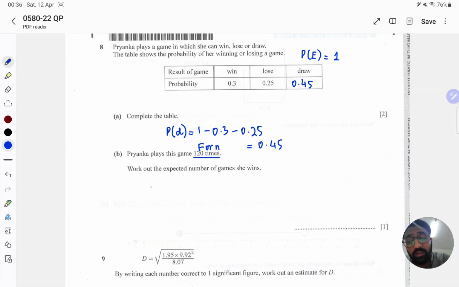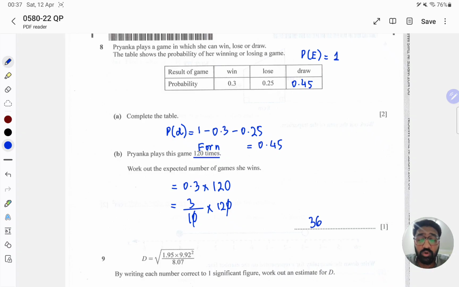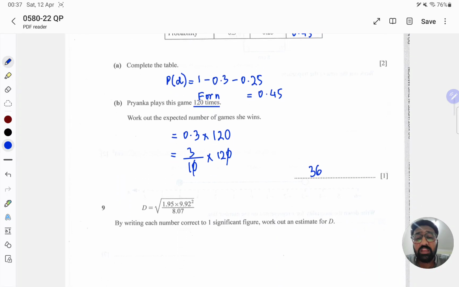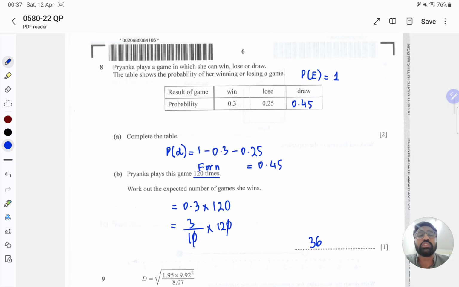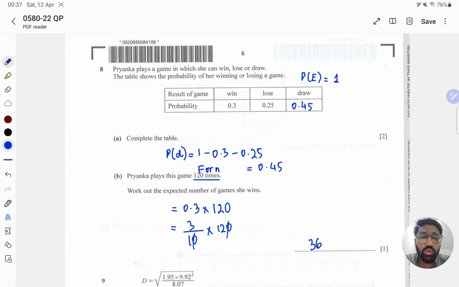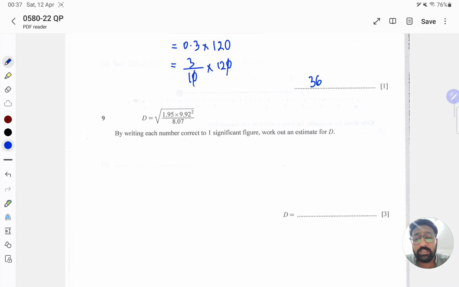So if you need to find out the number of times she is winning, you just need to multiply the probability of winning with the total number of times that she is playing the game. So multiply it with 120. Multiplication is very easy. We are going to convert the decimals into fraction, and we'll do the simplification. 3 times 12 is 36. So out of the total 120 times, 36 times she is going to win the game. And similarly, you can also find the number of times she can lose or even draw by the same methodology.